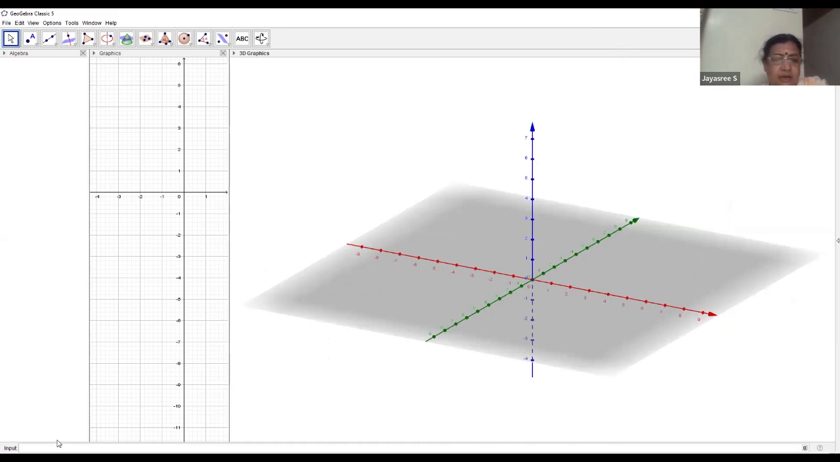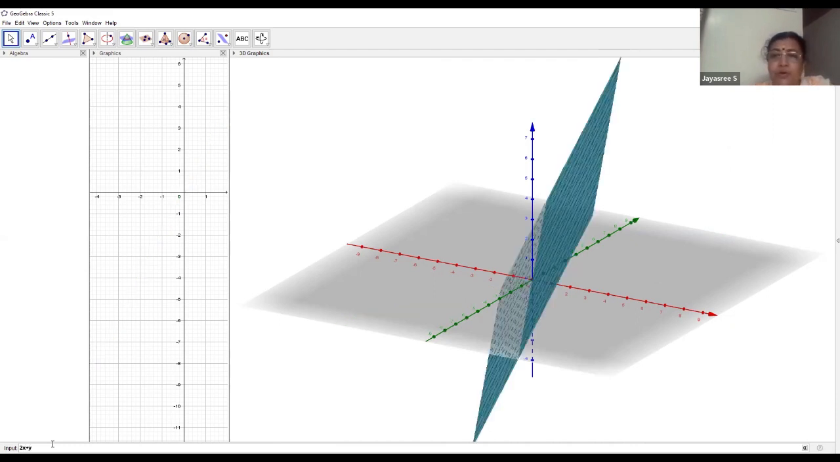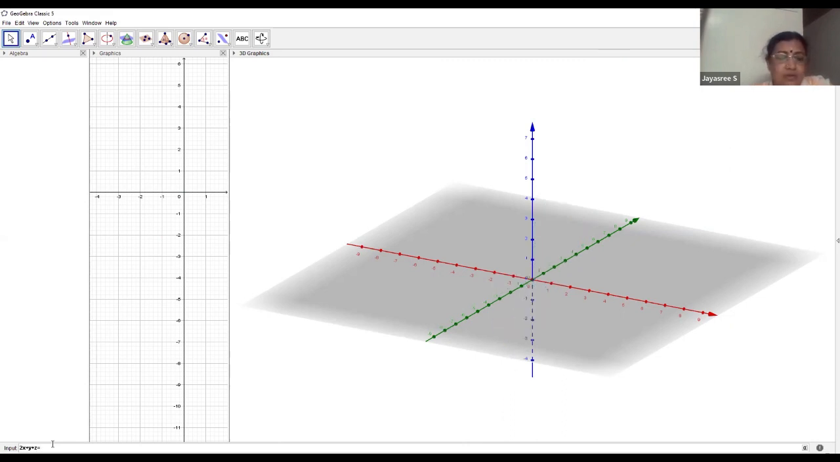In the input box, whatever sums we have learned till now, you can type all the patterns. Suppose, for example, I give you 2x + y + z = 3. I give you the plane, and you are able to see the plane here. The normal of this plane is 2, 1, 1. So you can type a line with direction ratio 2, 1, 1.